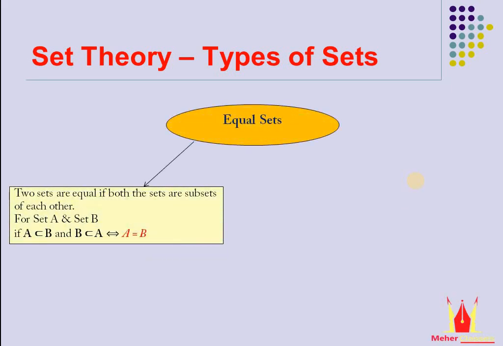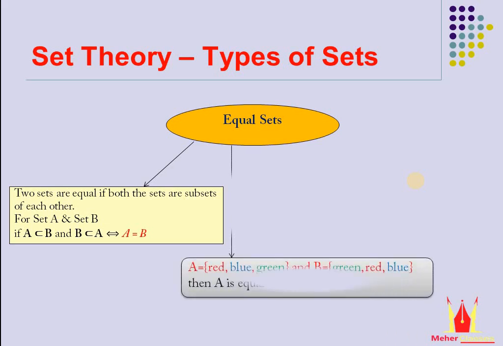Let's talk about equal sets. Now, two sets are said to be equal when A is a subset of B and B is a subset of A. Because I have taken two sets, A and B, and said that A is a subset of B and B is a subset of A, then A is equal to B. What does it mean? It means that the number of elements and the type of elements in A has to be the same in B.